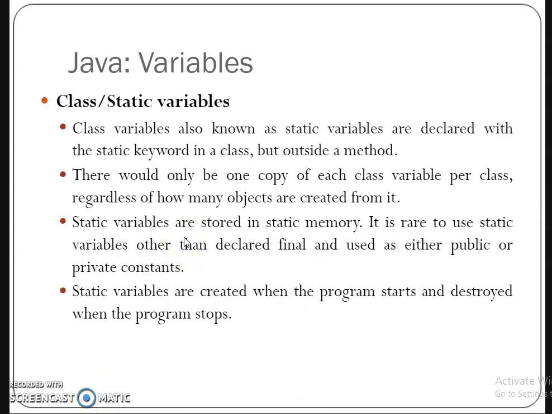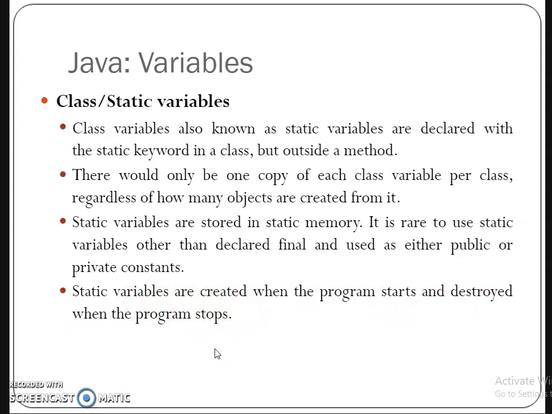And then the third one is the Java class or static variables. Class variables are also known as static variables. They are declared with the static keyword in a class but outside any method. There would be only one copy of each class variable per class, regardless of how many objects are created from it. Static variables are stored in static memory. It is rare to use static variables other than declared final and used as either public or private constants. Static variables are created when the program starts and destroyed when the program stops.